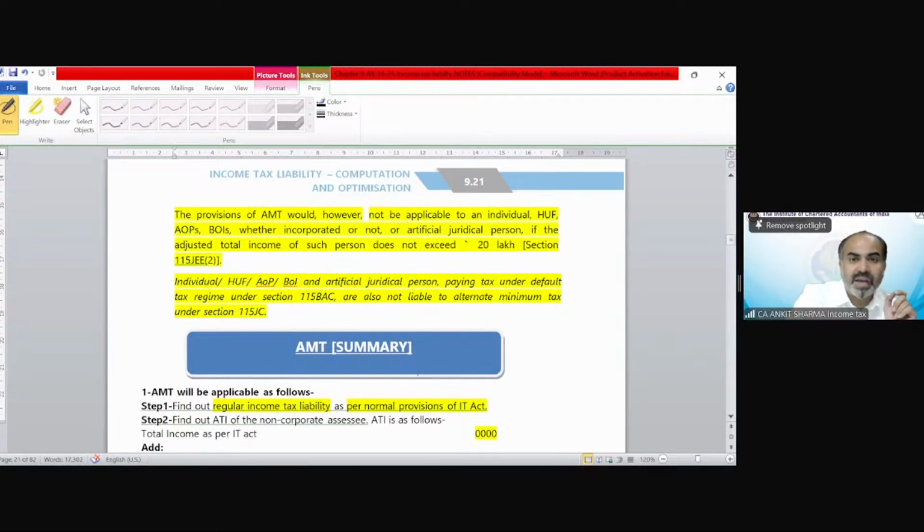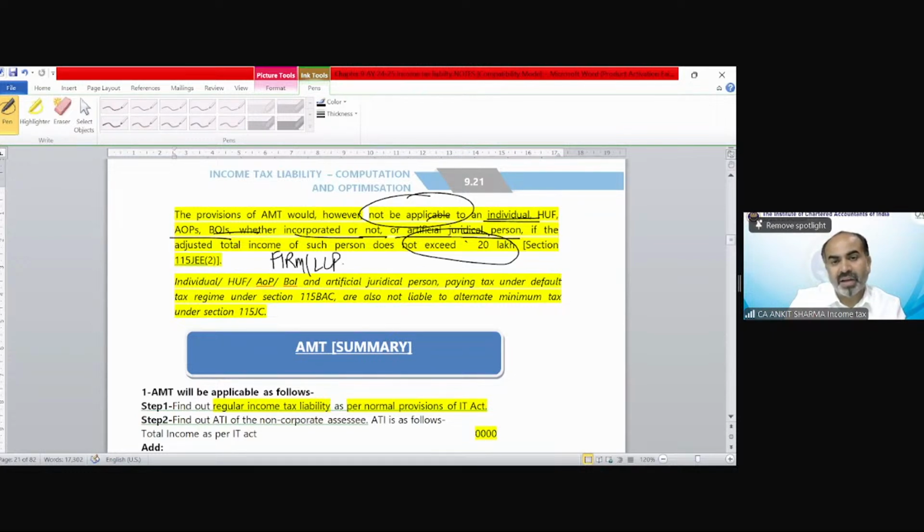The provision of AMT, however, will not be applicable, remember, to an individual, HUF, AOP, BOI, whether incorporated or not, or artificial juridical person, if the ATI does not exceed 20 lakh rupees. In case of a partnership firm, LLP, etc., it's always applicable. But in case of individual, HUF, AOP, BOI, and AJP, it will be applicable only if the ATI exceeds 20 lakh rupees. If the ATI does not exceed 20 lakh rupees, AMT won't be applicable. For a firm or LLP, it's always applicable.